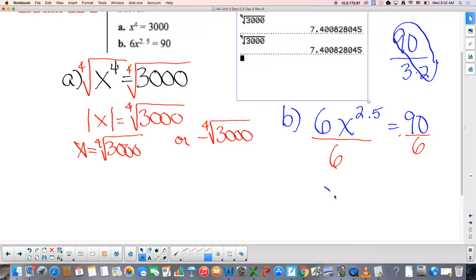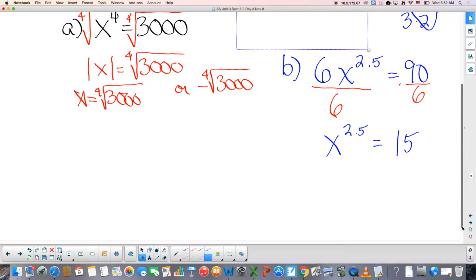So x to the 2.5 equals 15. Maybe we should change this to a fraction. That's a decimal. I don't like decimals. I know you love decimals. What is 2.5 as a fraction? What's 0.5 mean? Half. So it's 2.5. Can I write that as a fraction?